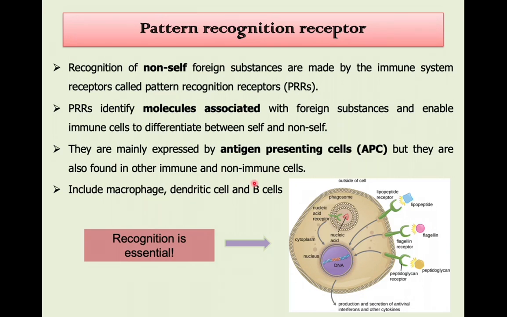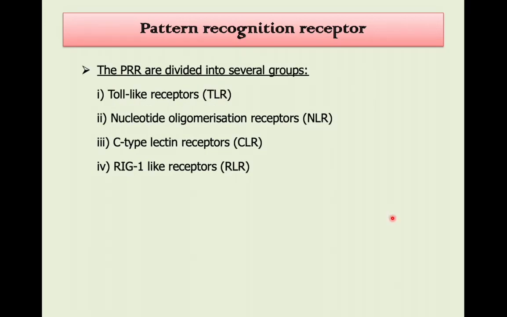So the pattern recognition receptor, if it is located here, the part outside is the receptor. It can recognize lipopeptide, flagellin, and peptidoglycans. All of these are from pathogens. It's very important to have recognition before it can trigger any innate or specific immune response. So this is the pattern recognition receptor.